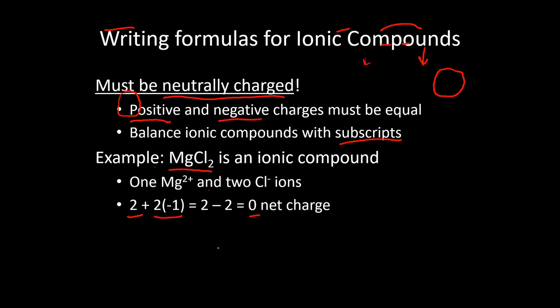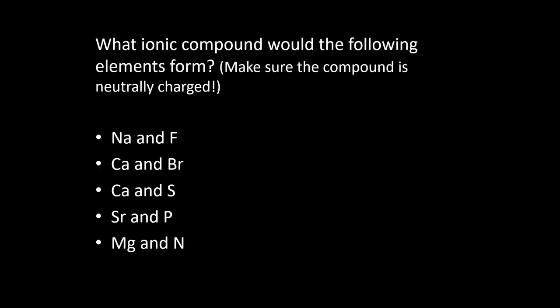And so that is going to be our rules, essentially, our guiding principles for determining what the formula of an ionic compound is. The overall charge has to be 0, and we will use the periodic table to help us figure out what the charges on the individual atoms are.